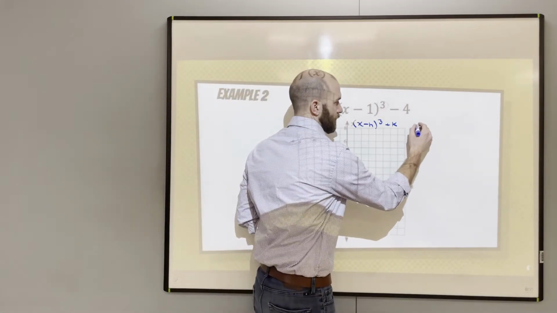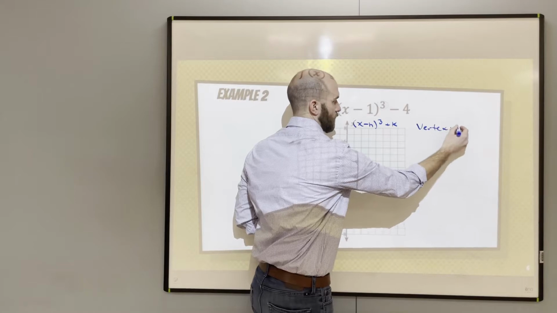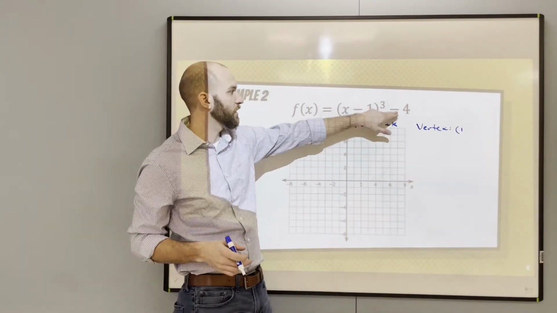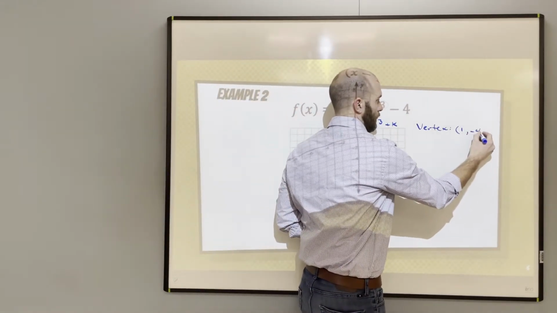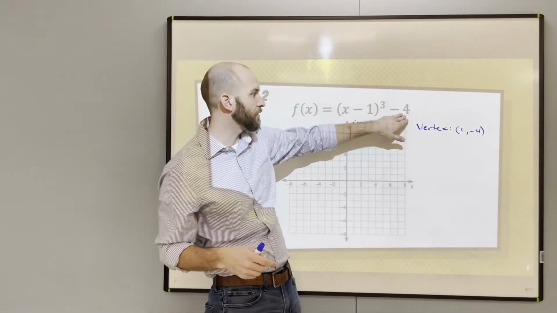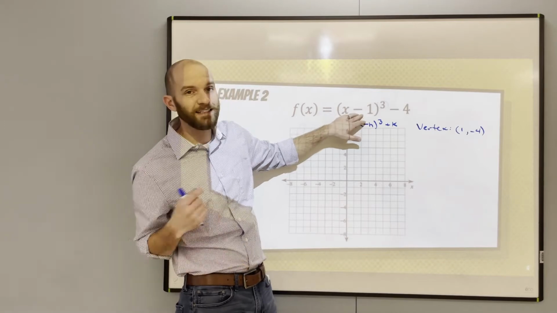So our vertex here is at 1. And then the k value, the sign actually changed. So this tells us that we're going to go down 4. So that's going to be 1, negative 4. So whatever's inside the parentheses tells you to go left or right. Whatever's outside the parentheses tells you to go up or down. The only trick is if it's inside the parentheses, it's going to be opposite.